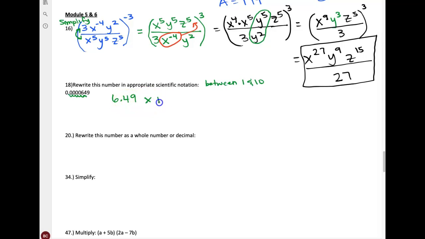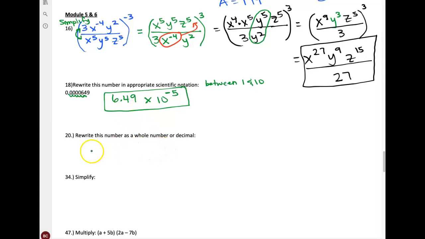And then times 10, and since this was a really small number, because we have all these 0.00000, then we know it's going to be a negative exponent. And how many places did I have to move it? 1, 2, 3, 4, 5. So to the negative 5th power. So that's how we write that number in scientific notation.